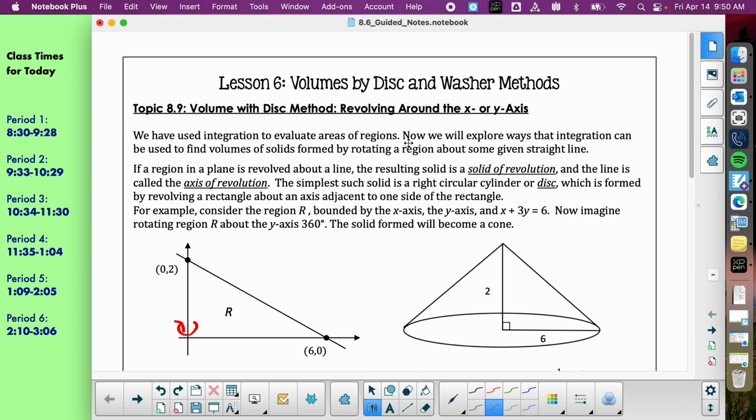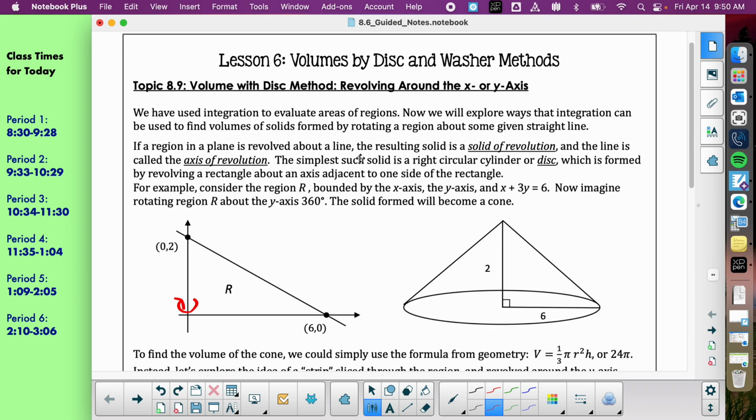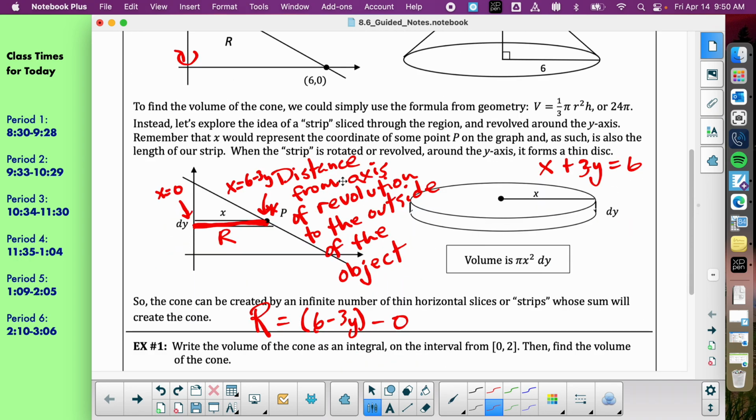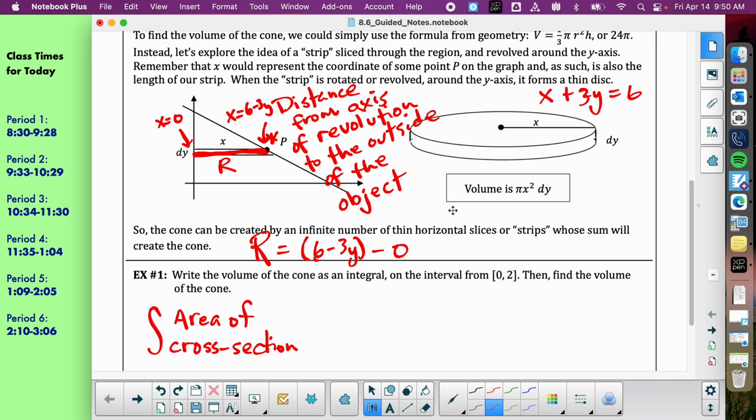We're on 8.6. Okay, I'm really screwing you guys up with the numbers. I'm doing a great job there. Don't worry, your math teacher's great with numbers.